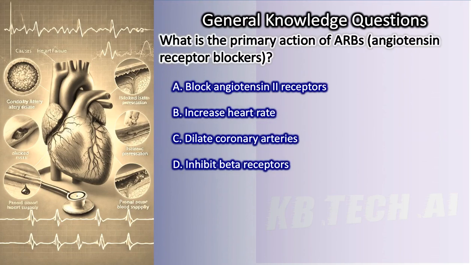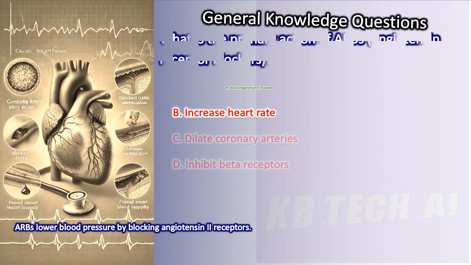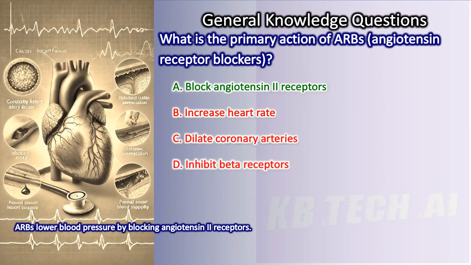Which is the primary action of ARBs, angiotensin receptor blockers? Option 1, block angiotensin II receptors. Option 2, increase heart rate. Option 3, dilate coronary arteries. Option 4, inhibit beta receptors. The answer is option 1, block angiotensin II receptors.